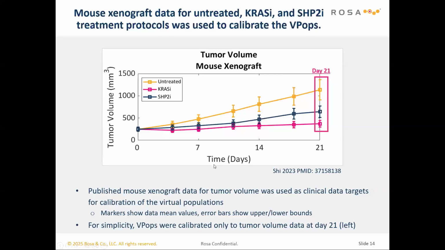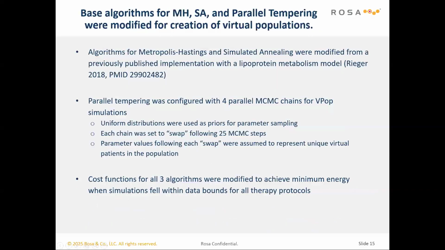removed. The algorithms for the other two methods tested, Metropolis-Hastings and simulated annealing, were modified from a previously published implementation using a lipoprotein metabolism model published by Rieger et al. The parallel tempering algorithm was configured with 4 parallel MCMC chains using uniform distributions as priors for parameter sampling. Each chain was set to swap temperatures following 25 MCMC steps, and the parameter values following each swap were assumed in this case to represent unique virtual patients in the population.